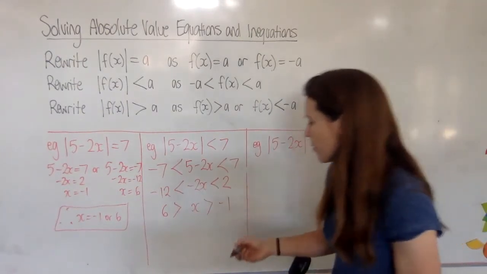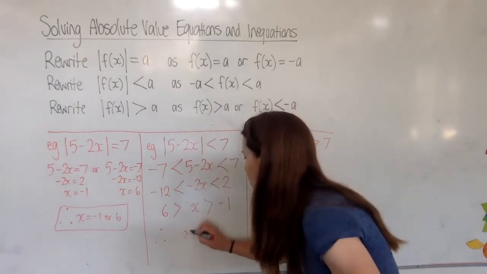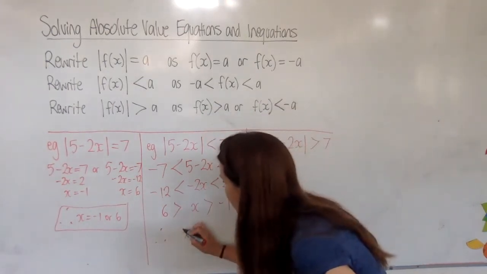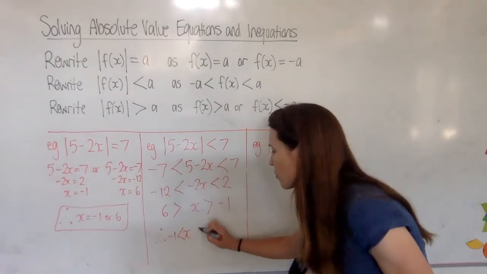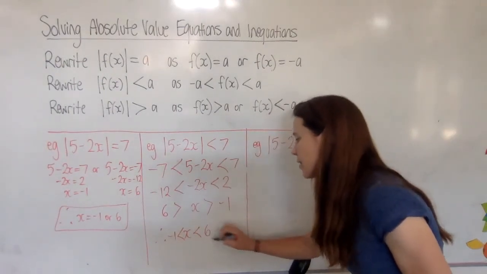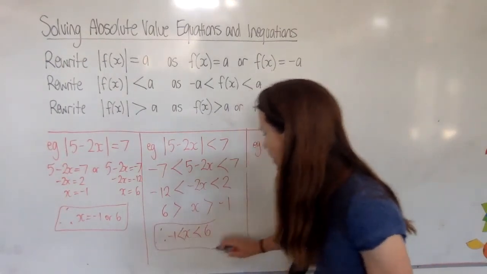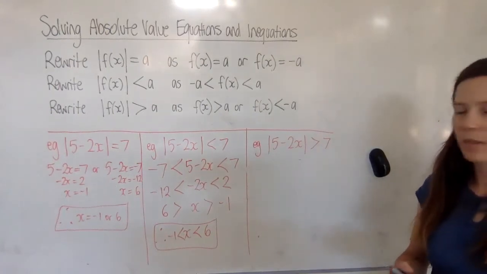So at the end here, I then rewrite it and say, therefore, x has to be between, and I put them the other way around, -1 is the low one, and 6 is the high one. And that's my answer. Now for the last one.